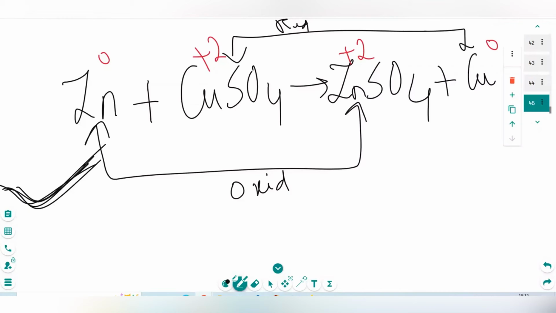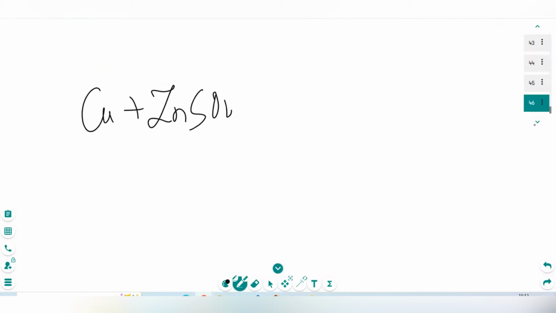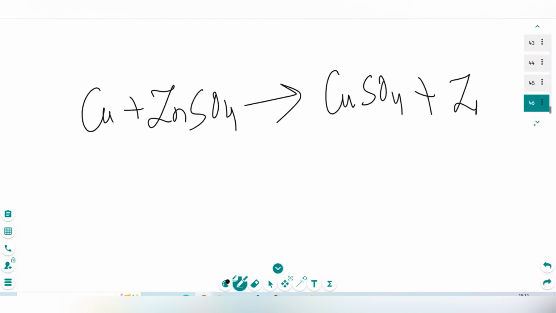I'll tell you the practical and example also, but I want to show you one more thing now. Can you tell me, will this reaction happen? No. Why? Because copper is under zinc. Yes, copper is below the zinc. It will not happen.